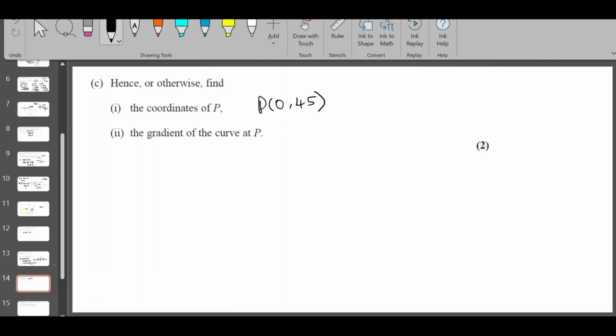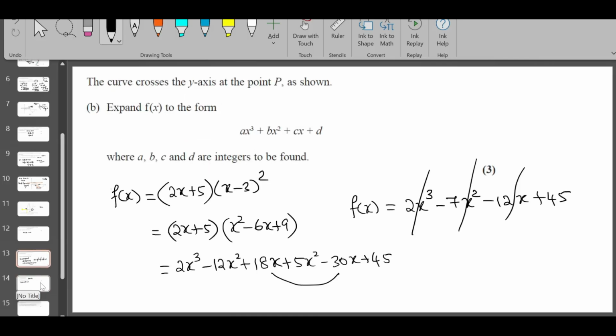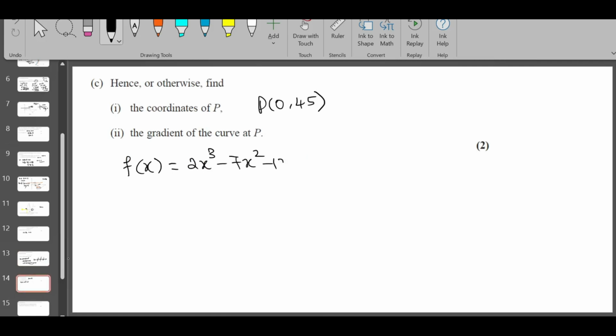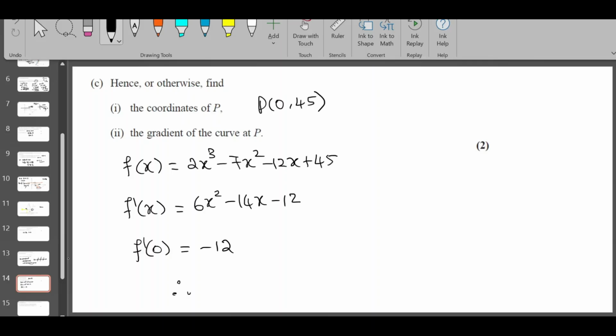Find the gradient of the curve at P. We have f of x, 2x cubed minus 7x square minus 12x plus 45. Differentiate it first. You will get 6x square minus 14x minus 12. And then replace x by the x coordinate 0. You will get minus 12. Therefore, gradient is equal to minus 12.